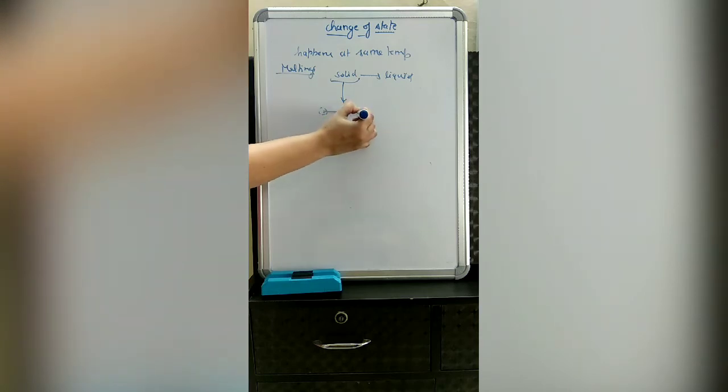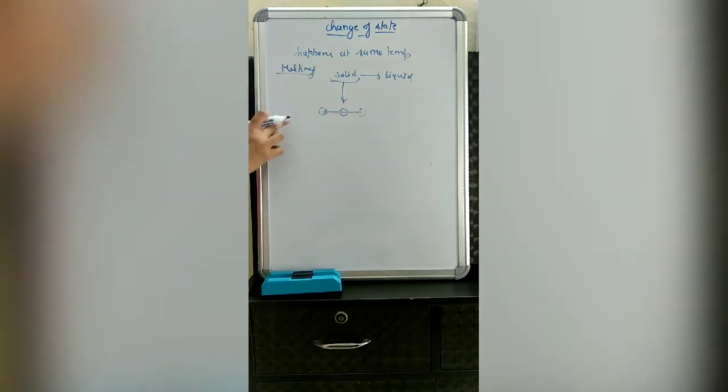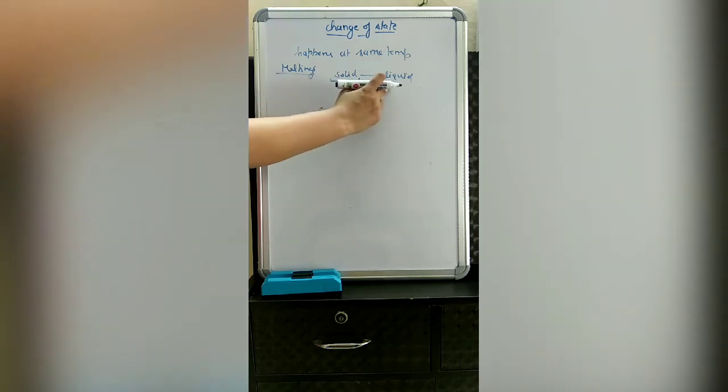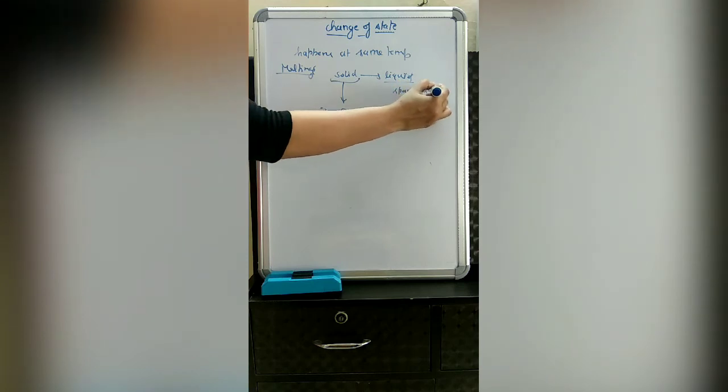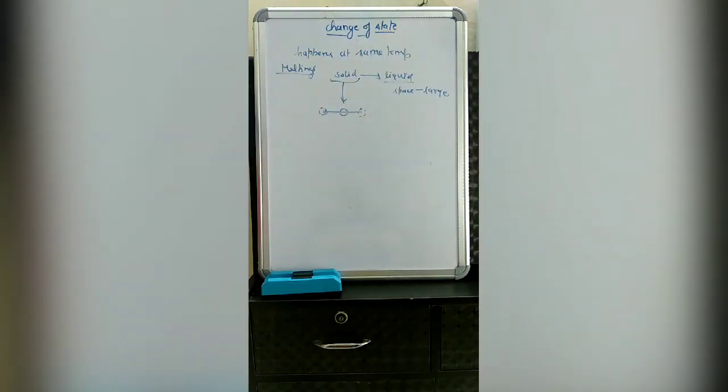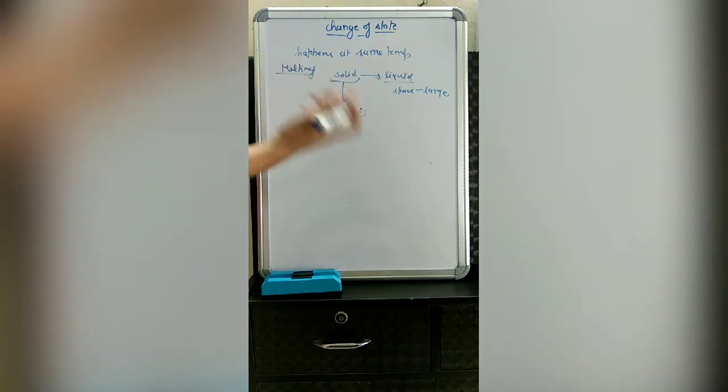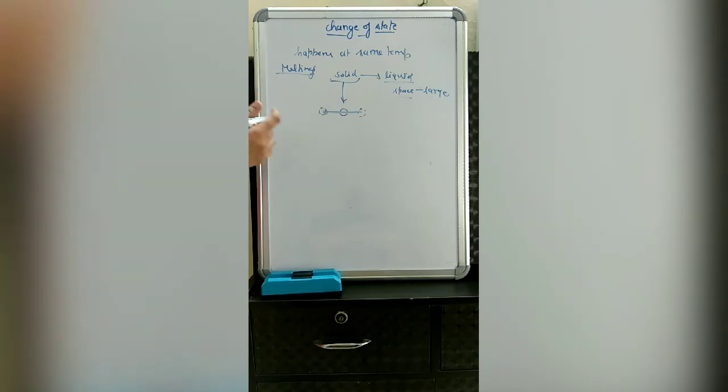They are just vibrating about their mean position. Intermolecular spacing in case of solid is very less, but intermolecular spacing in case of liquid is large as compared to solid. So it means when we are going to convert solid to liquid state, we have to increase the space. To increase the space, we have to break the intermolecular forces of attraction. It means we need to overcome the forces of attraction there.